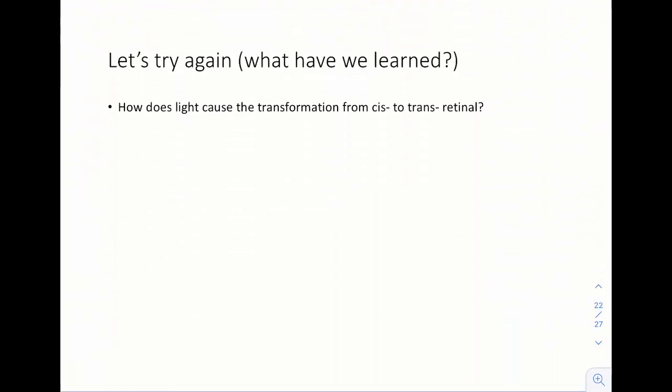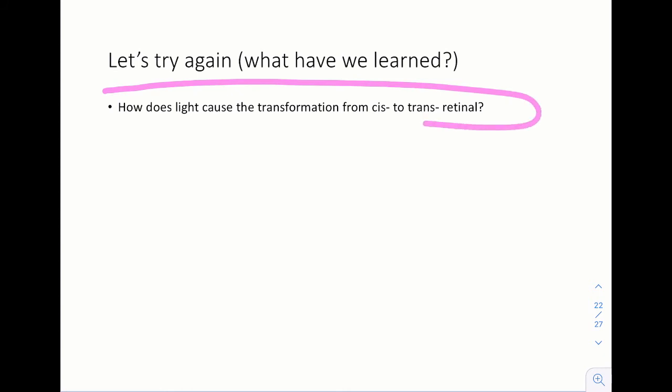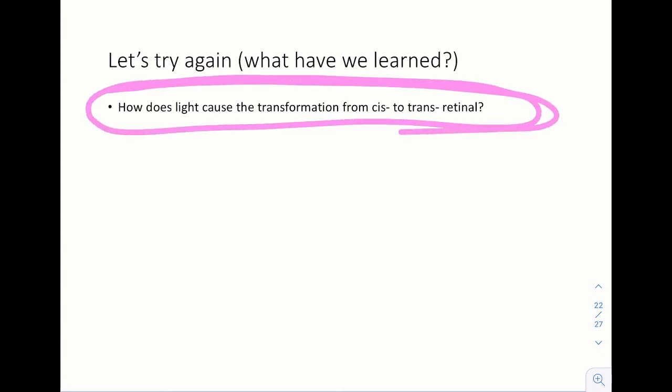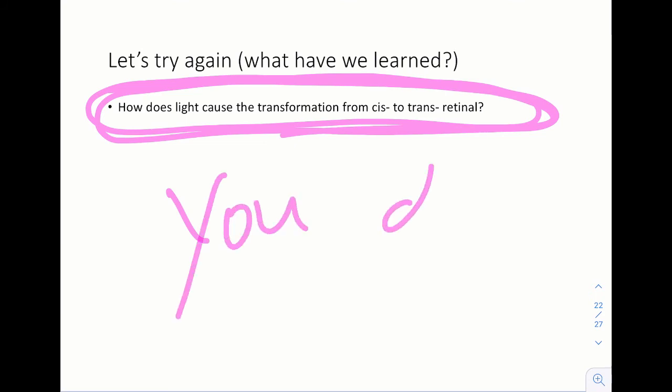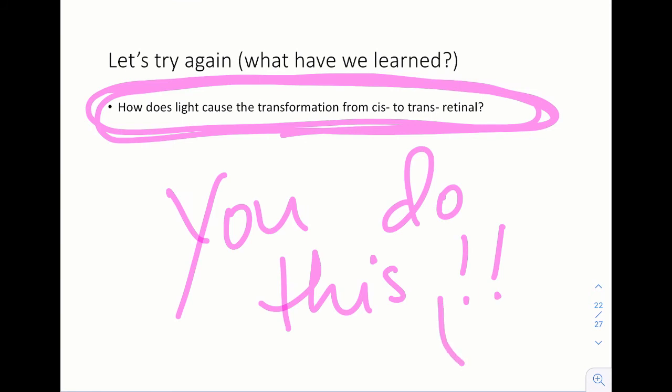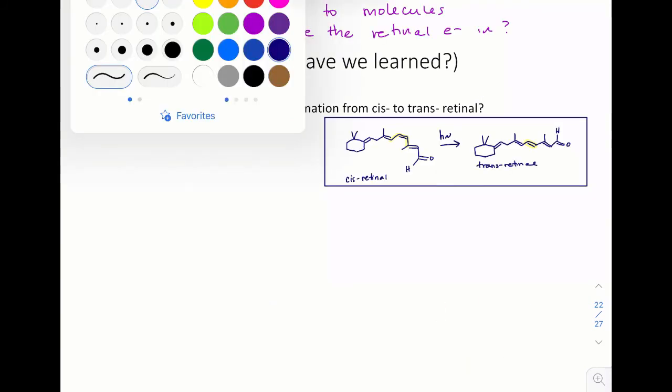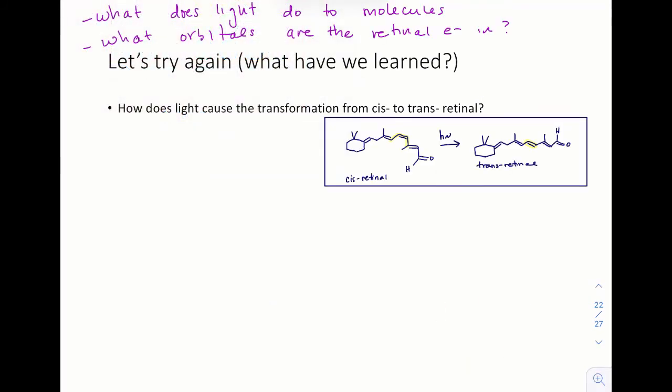So let's try again. Explain how light causes the transformation from cis to trans retinal. You need to do this. Write down your explanation, and then you'll check with me. Let's start by using what we've learned, so the answers to the questions that we asked. What does light do to molecules? Well, it promotes an electron.